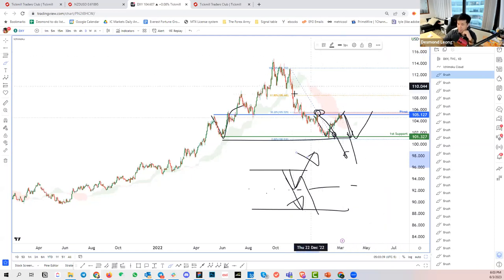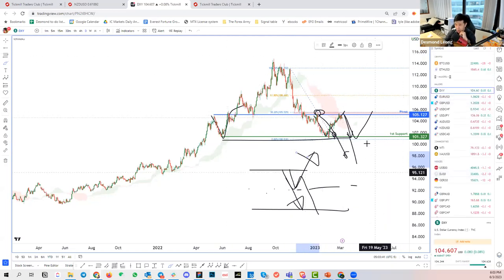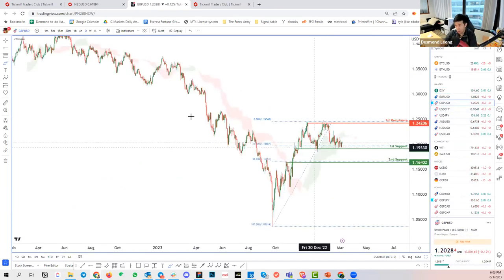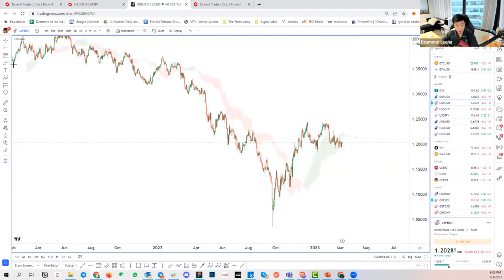Now DXY, I've established to you guys that we are bearish on DXY, expecting prices to drop. I saw a request for pound dollar slightly earlier, and my analysis on pound dollar is really simple. A lot of people are wondering, is pound dollar going to make this double top exit? A lot of people are wondering about that.